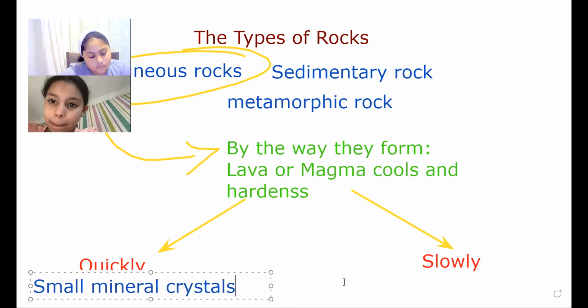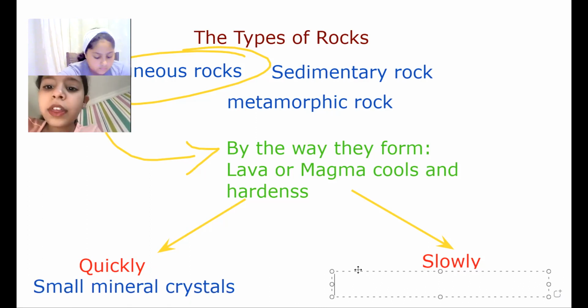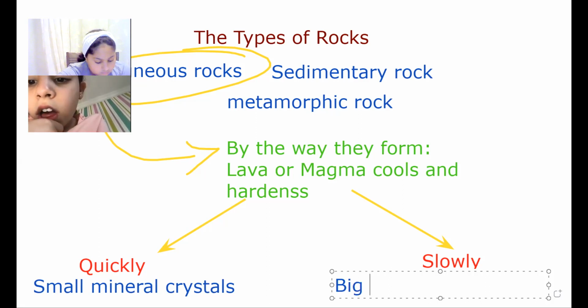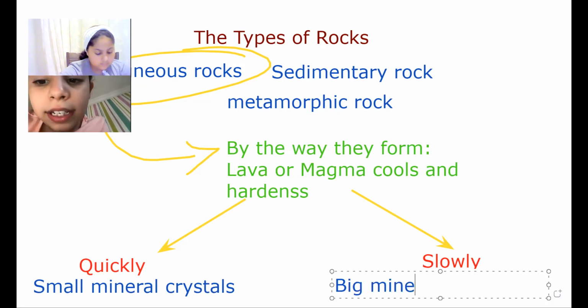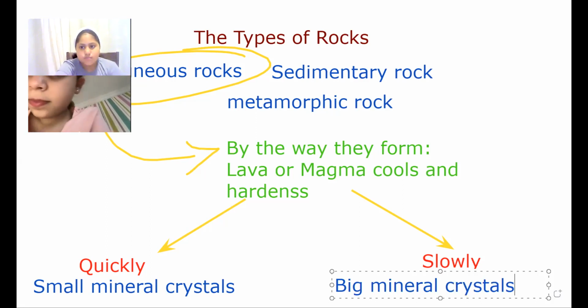What about when they cool slowly? Big minerals that you can see with your own eyes. Magnifying glass or sometimes a microscope.